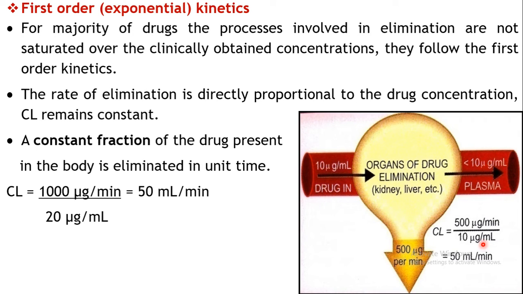Now supposing I double the plasma concentration, take a case over here. If I make it 20 micrograms per ml, what has happened to your rate of elimination? When it was 10 micrograms per ml, rate of elimination was 500 micrograms per minute. But now, as I have doubled the plasma concentration, the rate of elimination is also doubled. So proportionately it has increased. If I decrease the plasma concentration to 5 microgram per ml, the rate of elimination will become 250 micrograms per minute. Why is it changing?